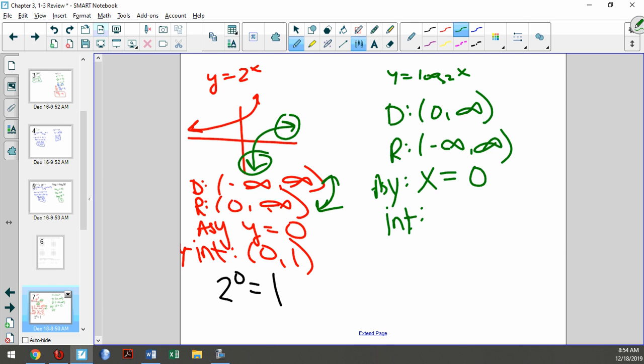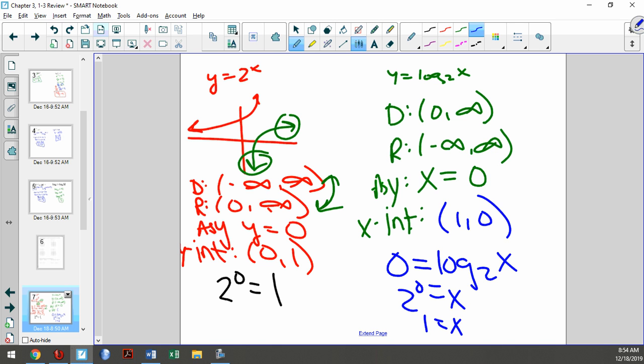Now, instead of having a y-intercept, what am I going to have for my logarithmic function? An x-intercept. And how do we find an x-intercept? Nope. An x-intercept is found whenever y is equal to 0. Yes? Wrong function. So this says I'm going to have 2 to the 0 power is equal to x. So what is 2 to the 0 power? 1. So therefore I'm going to have (1, 0). Do we all understand that?